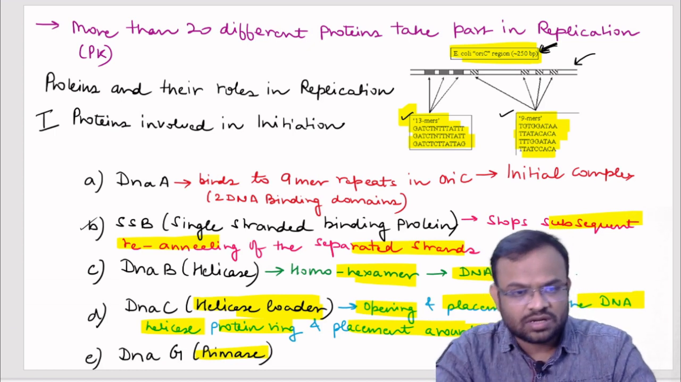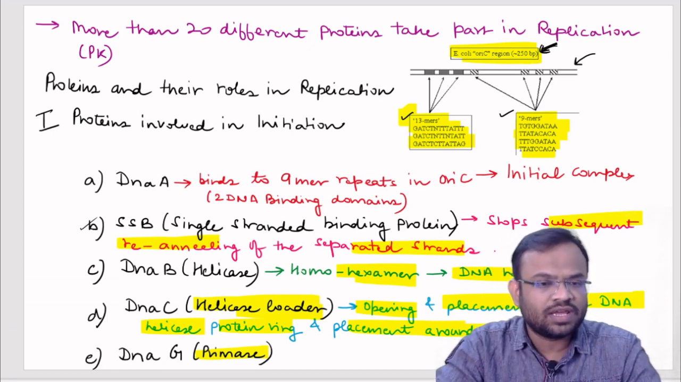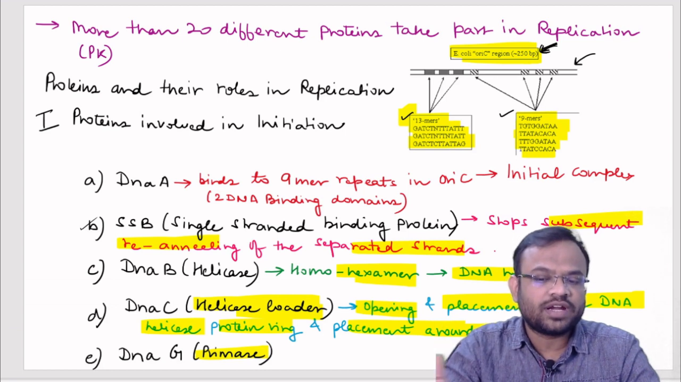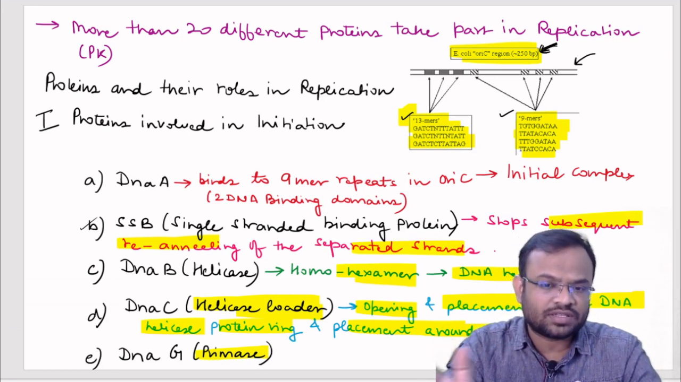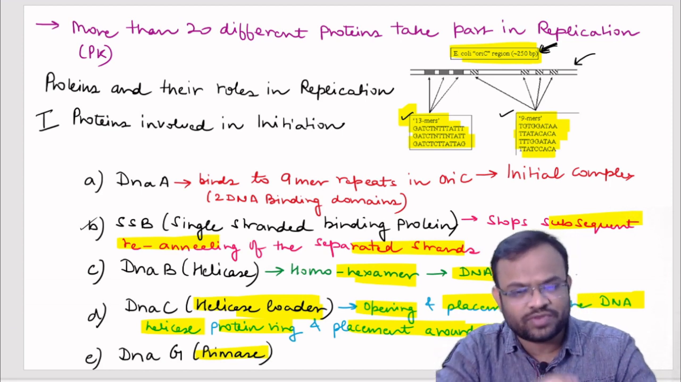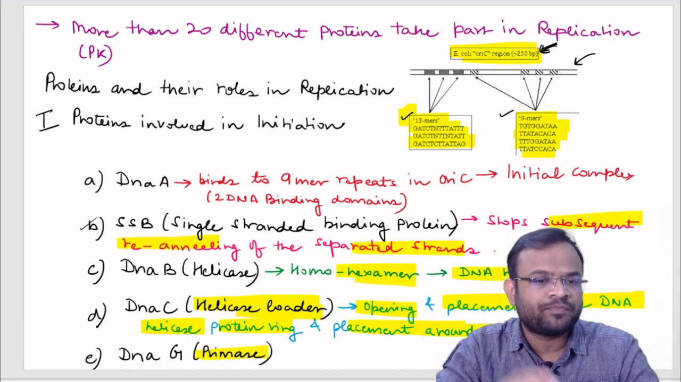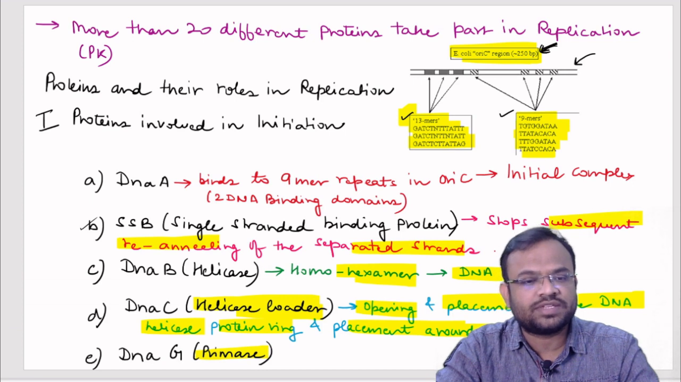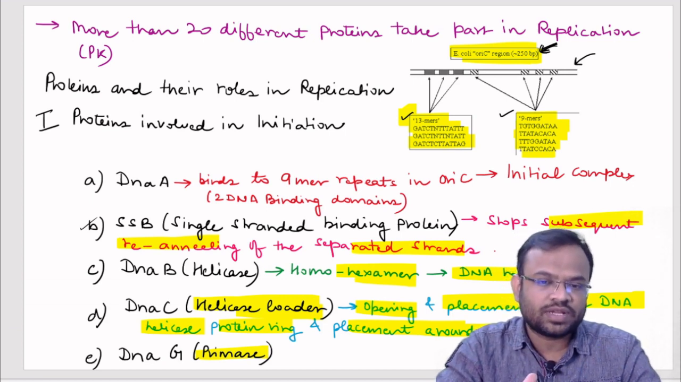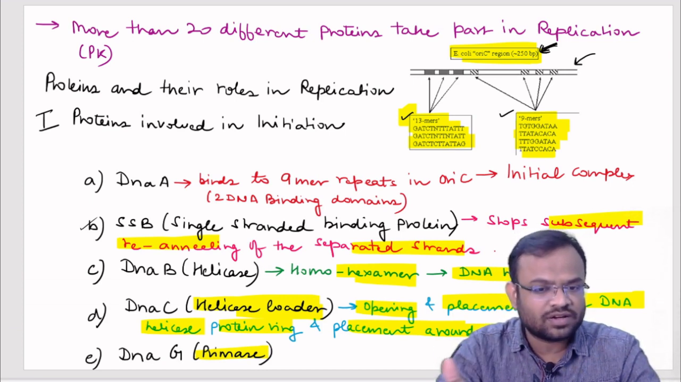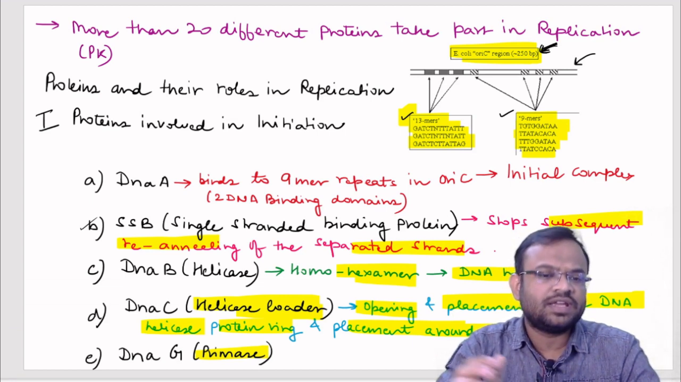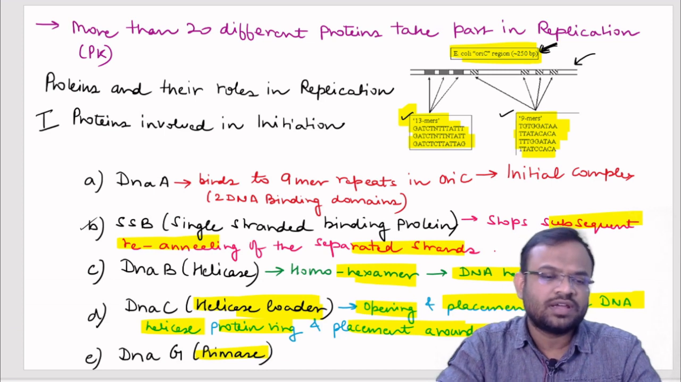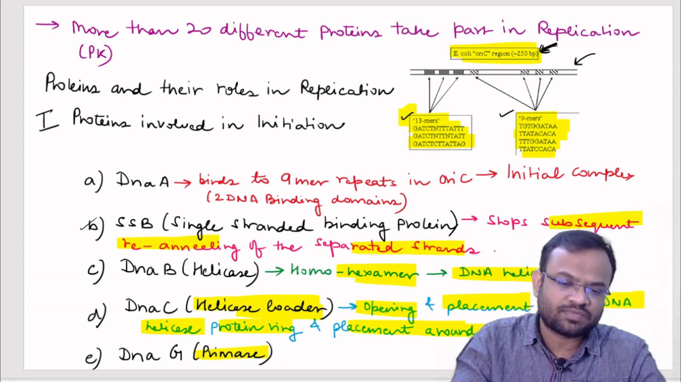In this page we have understood about DnaA. What does DnaA do? It is required for identifying the 9-mer and 13-mer units, basically the origin of replication. It is used to identify the single-stranded binding site. Basically, single-stranded binding protein prevents the re-annealing of the separated strands. DnaB functions as a helicase, DnaC functions as a helicase loader, and DnaG is functioning as primase.